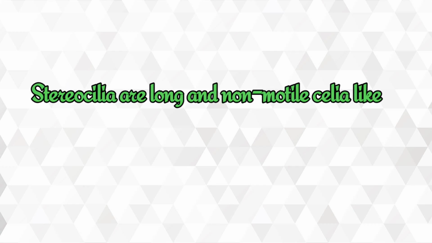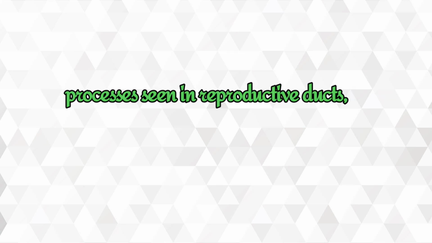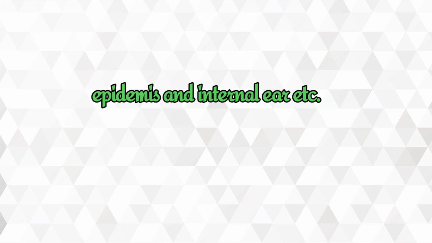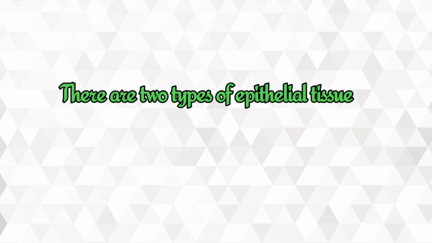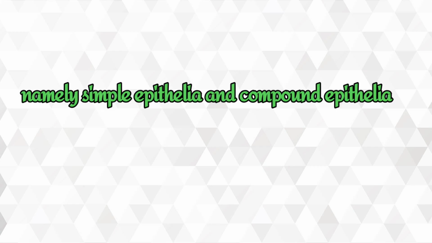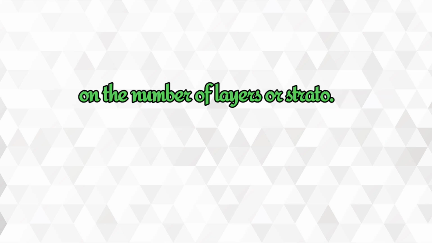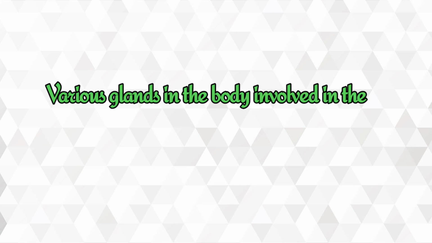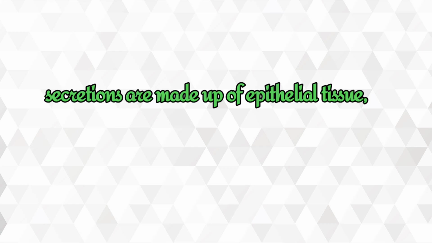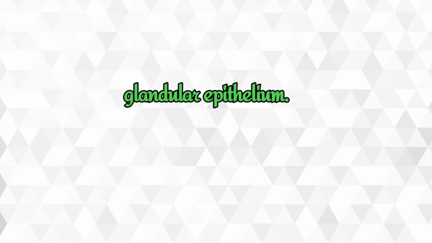Stereocilia are long and non-motile cilia-like processes seen in reproductive ducts, epididymis, and internal ear, etc. There are two types of epithelial tissue, namely simple epithelia and compound epithelia, based on the number of layers or strata. Various glands in the body involved in the secretions are made up of epithelial tissue, glandular epithelium.